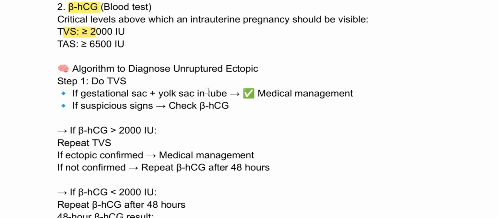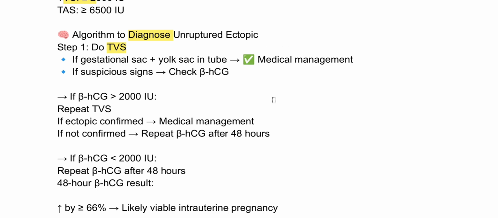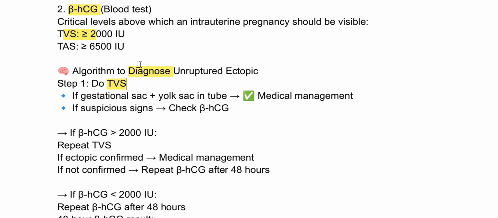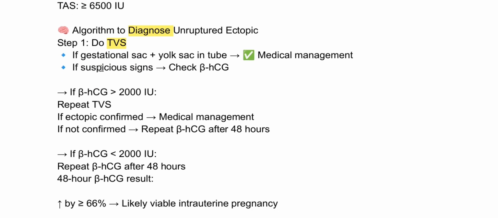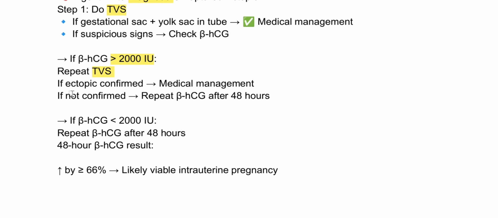Now, algorithm to diagnose unruptured ectopic. So, how will you diagnose? First you will do TVS. If you see gestational sac plus yolk sac in the tube, you will go for medical management. And if suspicious sign is present, that is adnexal mass, Bagel sign, or ring of fire appearance, we will check beta HCG. If beta HCG is more than 2000 international unit, then we will repeat the transvaginal sonography. And once the ectopic pregnancy is confirmed, we will do medical management. And if the ectopic pregnancy is not confirmed, we will again repeat the beta HCG after 48 hours.